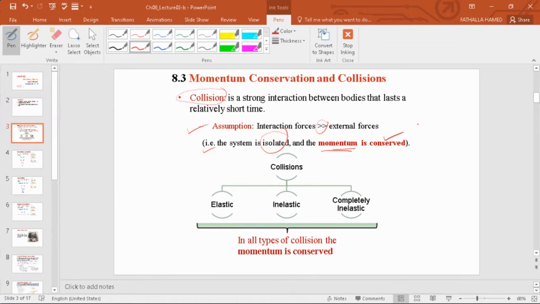Now, the types of collisions that we are going to encounter: the first one is elastic collision. The second one is inelastic collision. The third one, completely inelastic collision. But you have to keep one thing in mind, that in all these types of collision, the linear momentum is conserved. So you have to keep that in mind.